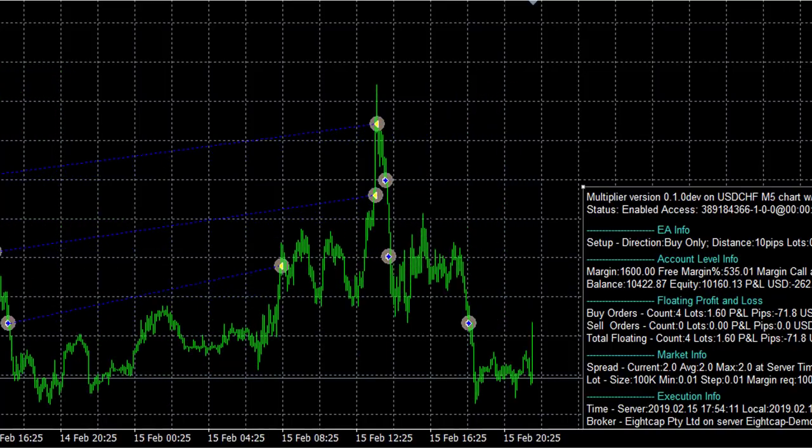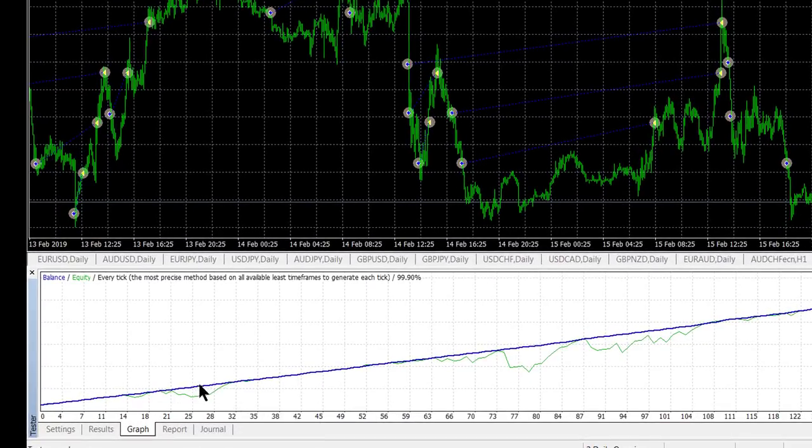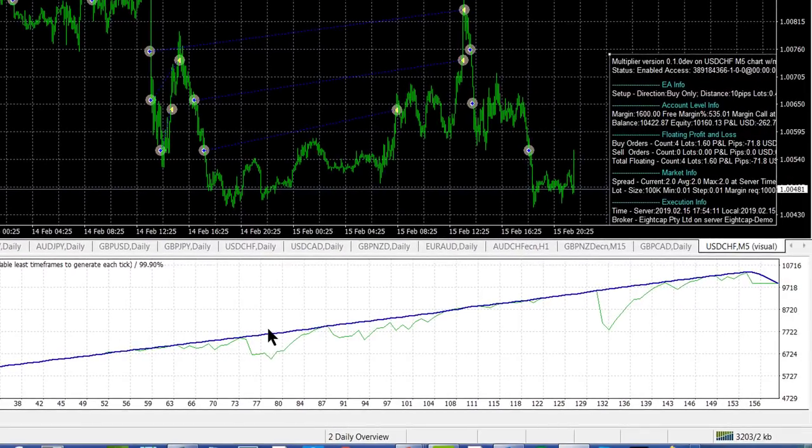Okay, so that's the end of that one. Let's go and have a look at the actual results. Let's have a look at the graph. Now, this graph is a much better graph because the results stick to the blue line a lot more. It's only in some of the drawdown phases that it separates like that, and there was a big one separated.